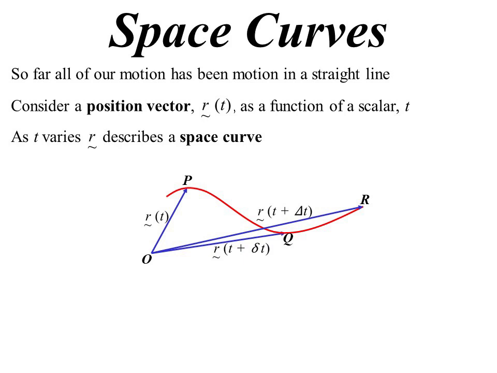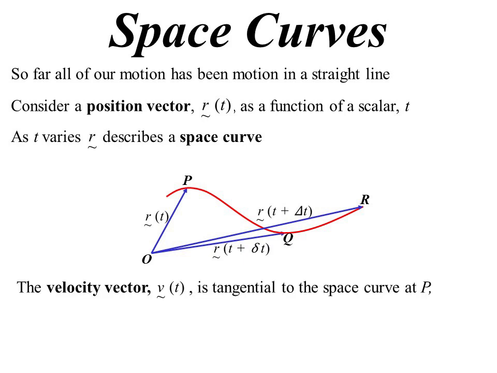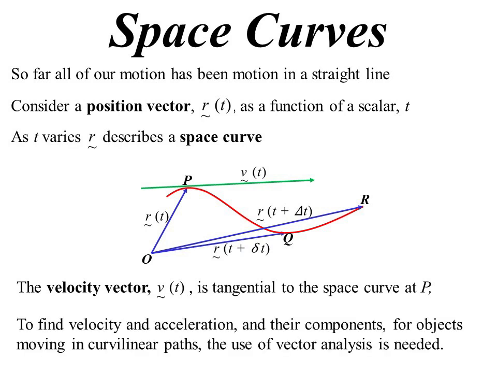Now, if we want to find the velocity at any of those points, then we would find the tangent to the space curve. So at P, the velocity would be going in that direction, because that's where our tangent is. Now, to find velocity and acceleration, no different to the linear motion, we differentiate whatever the components are. A lot easier. We break it into horizontal and vertical. We're back to straight line motion. You just differentiate each of those.